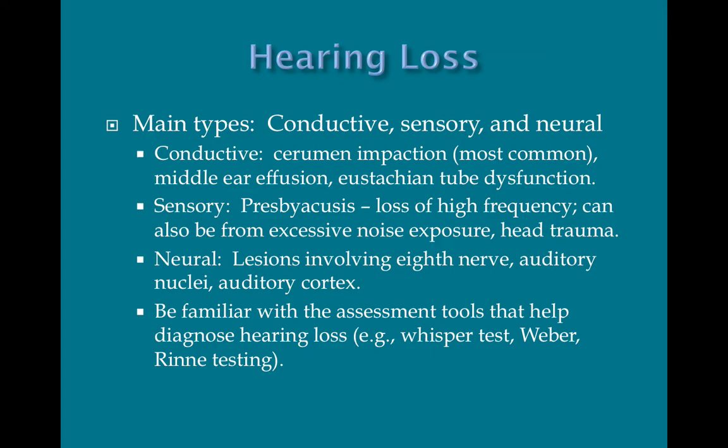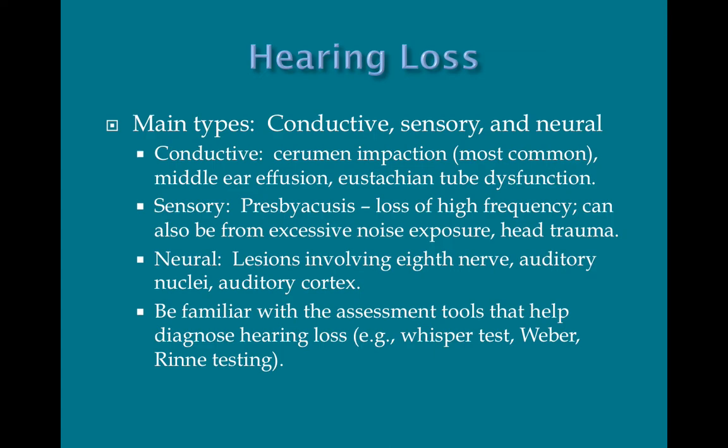The other common thing that happens in the adult population is that they tend to have a loss of high frequency tone, and this is more from long-term excessive noise exposure. It can be head trauma, or it can just be a normal sensory deficit from aging. It's called presbycusis. For the neural reasons for hearing loss, it's usually lesions that involve the eighth nerve, the auditory nuclei, or the auditory cortex.